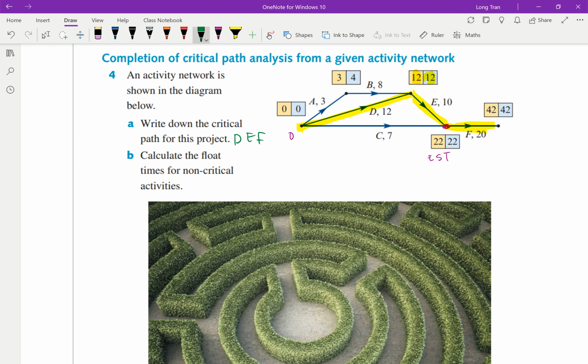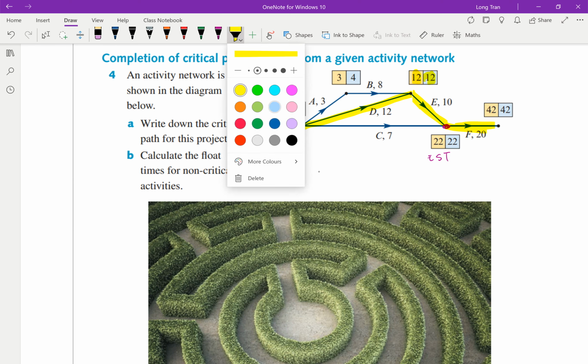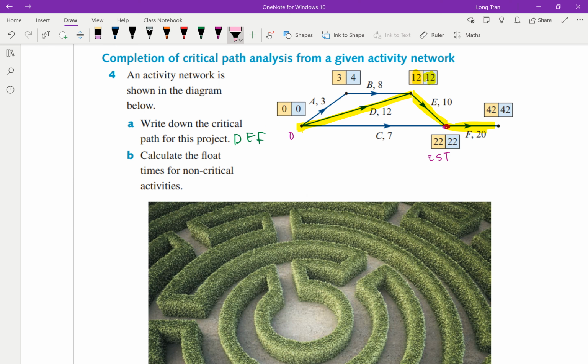Calculate the float times for non-critical activities. So what are non-critical activities? Non-critical activities, there's only 3 activities I haven't accounted for: activity C, activity B, and activity A. Your job is to find the float time.